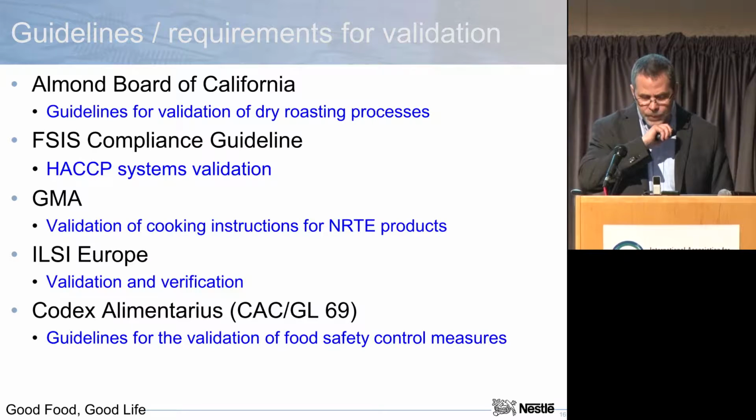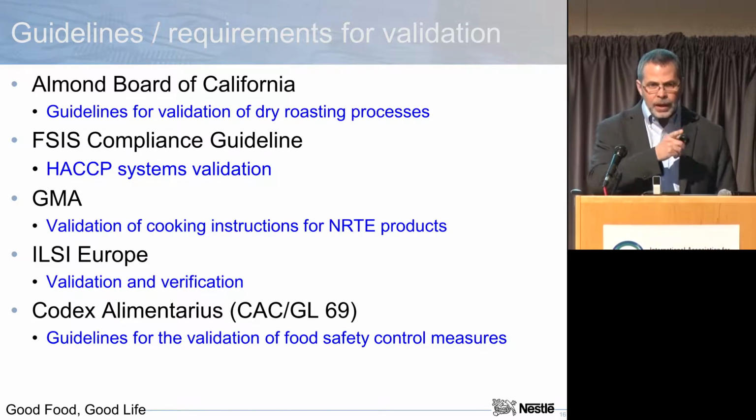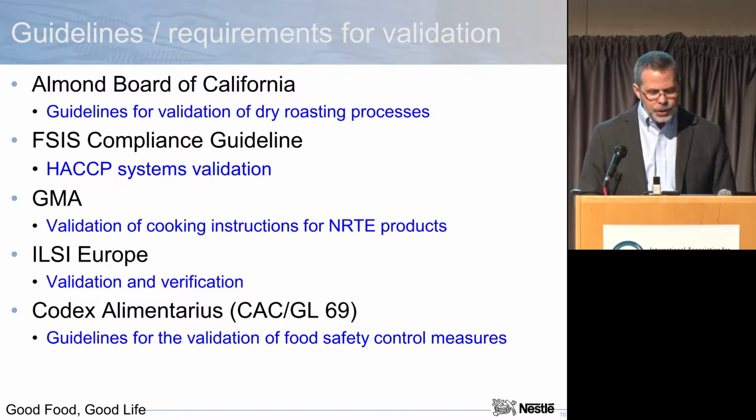There's also some other sources. The Almond Board in California, I think Nancy mentioned it earlier, has some directives on how to conduct validation. FSIS has a compliance guideline. I don't have the date. It came out in May 2013. And it's a guideline on how to validate HACCP systems, and it can be applied other places as well, not just FSIS products. GMA has a validation of cooking instructions for not ready-to-eat products.